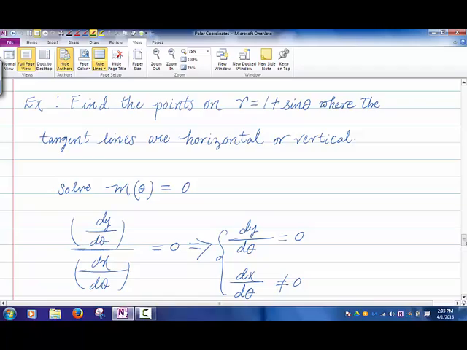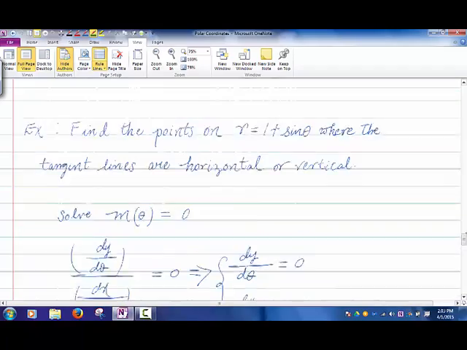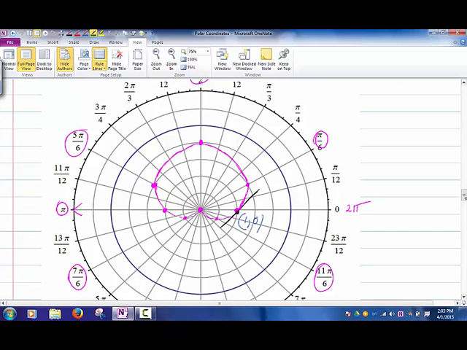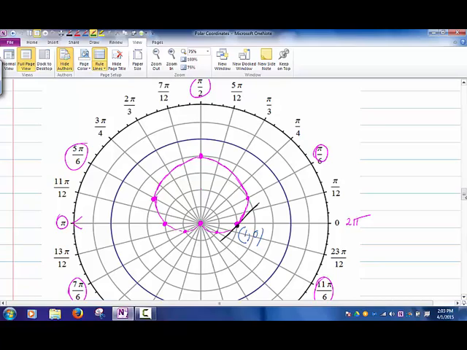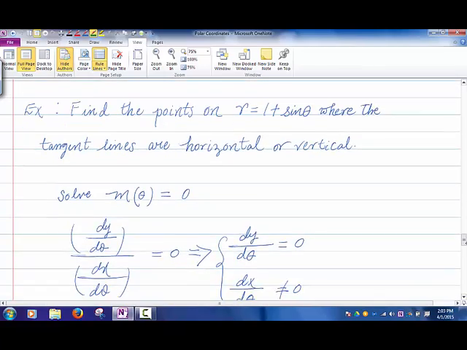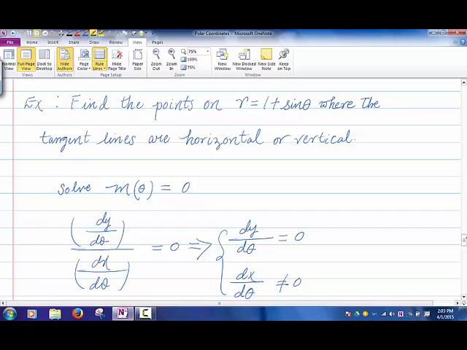Now, I want to answer one more question regarding this curve. If I look at the graph of this polar equation, this pink curve, I want to know at what points the tangent lines are horizontal. At what points do I get horizontal tangents? Well, how do I answer that? I get horizontal tangents at the points where the slopes are 0, right? So I look at the slope.